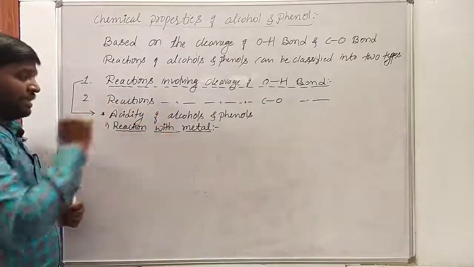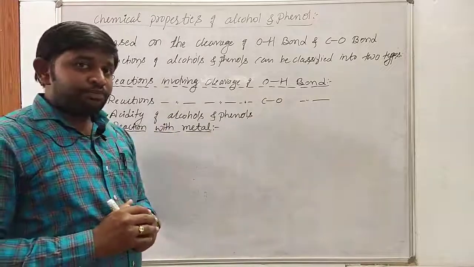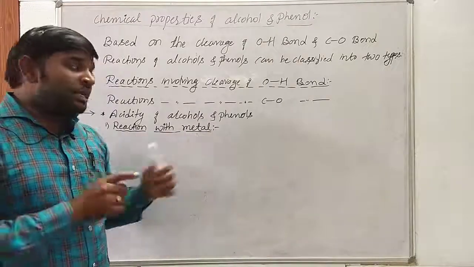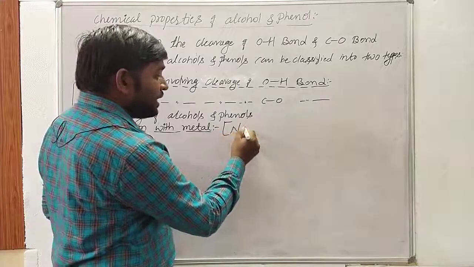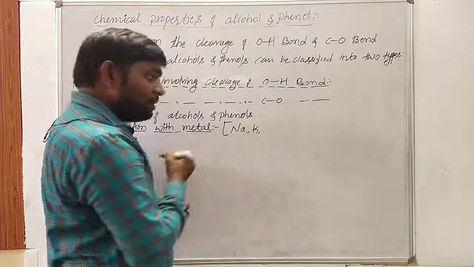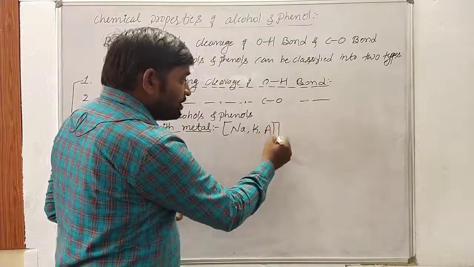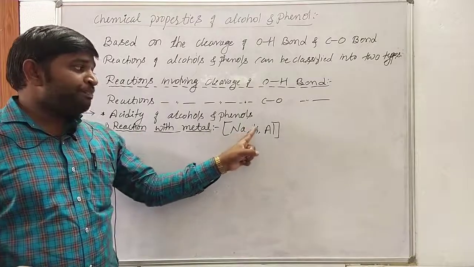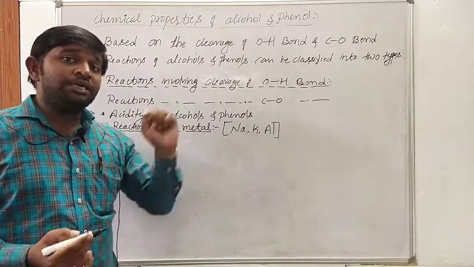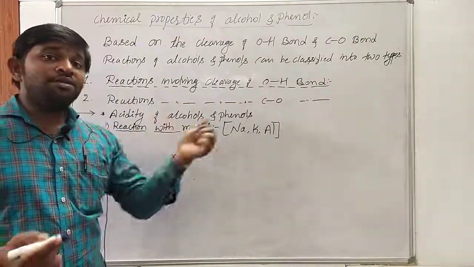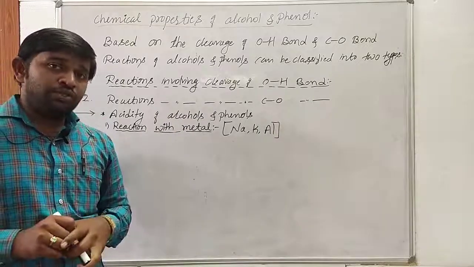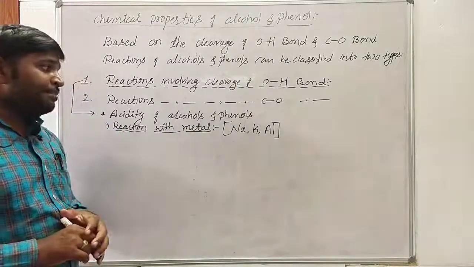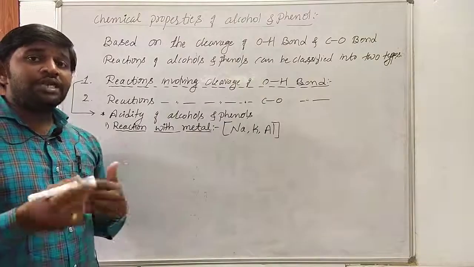Now let us consider the first chemical reaction, that is, reaction with metals. Any alcohols and phenols, when they react with highly reactive metals such as sodium, potassium or aluminium, lead to the formation of alkoxides and phenoxide molecules. Further, it leads to the formation of dihydrogen gas. Sometimes these alcohols and phenols can also react with bases.